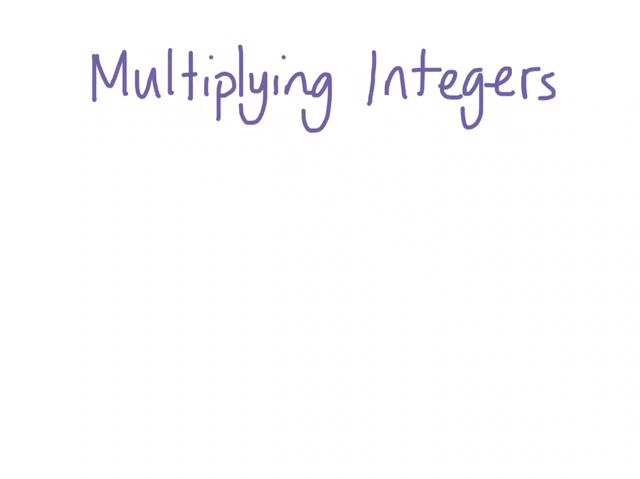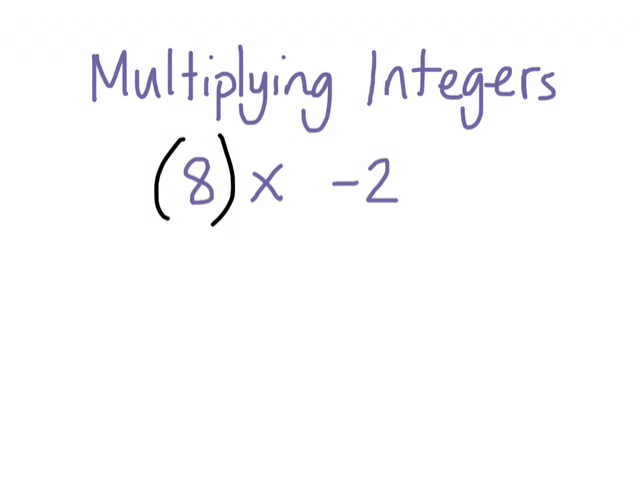Okay, so when we're multiplying integers, and remember, an integer is any positive or negative whole number. So anyone give me a number? Any number? 8. Okay, so let's say that's positive 8, and I want to multiply that by negative 2. Now, it's really good practice to put brackets around your integers, especially when it's negative, because otherwise you might get confused and think it's a subtraction sign, right? Okay, so this says 8 times negative 2.